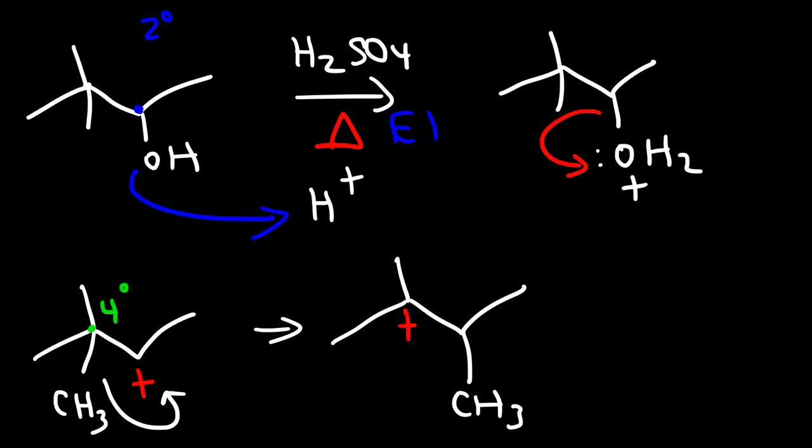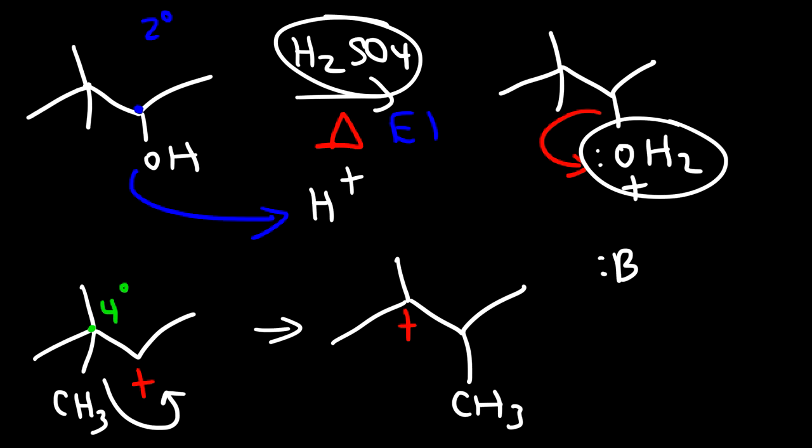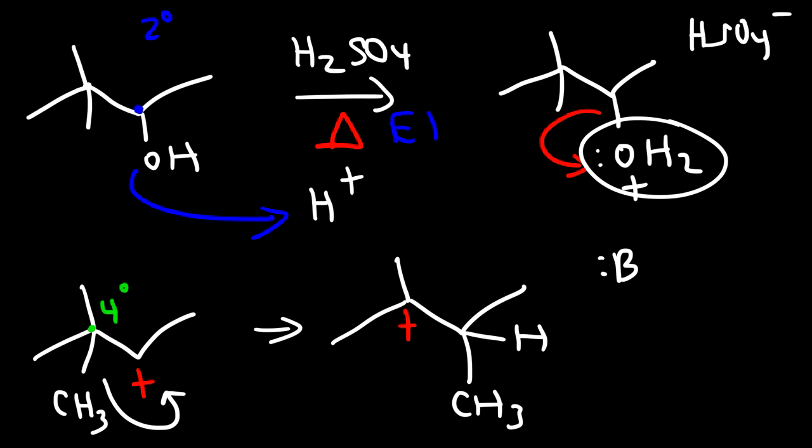Now, we can use a base at this point. The base could be water, or it could be the bisulfate ion, HSO4-. Now the base is going to go for the hydrogen that will lead us to the most stable alkene. And so it's going to go for this hydrogen, generating this alkene.